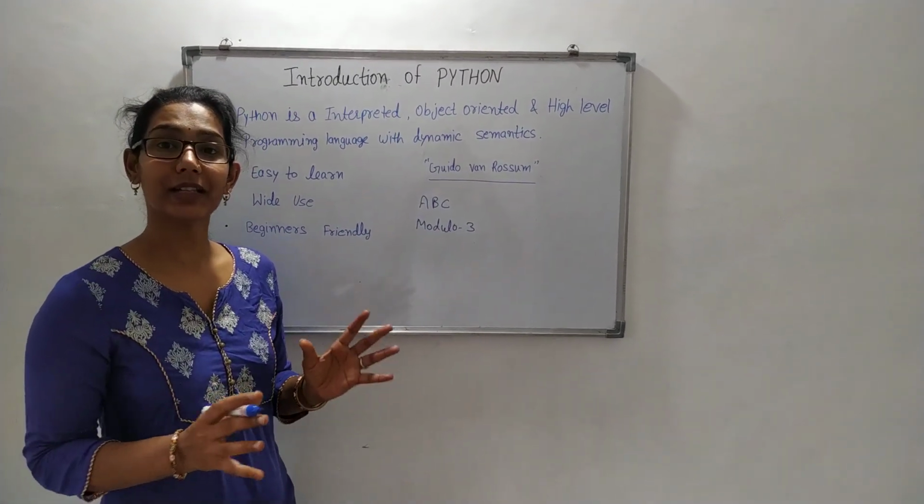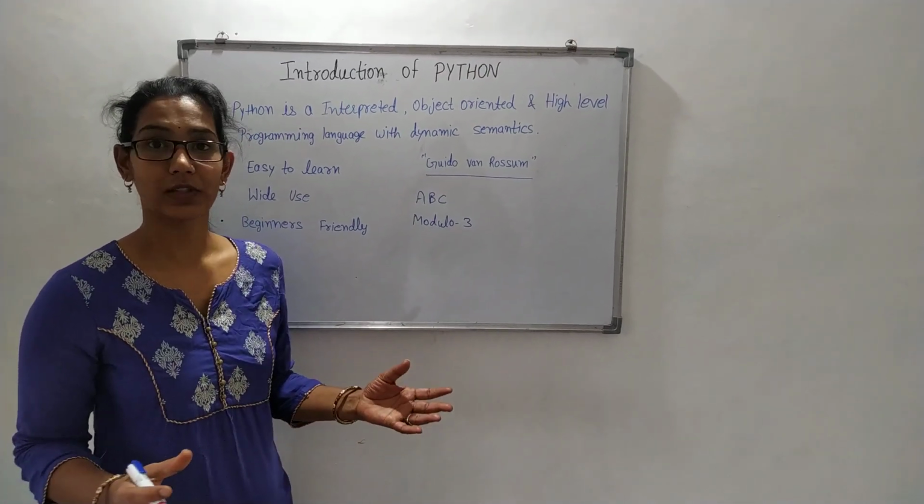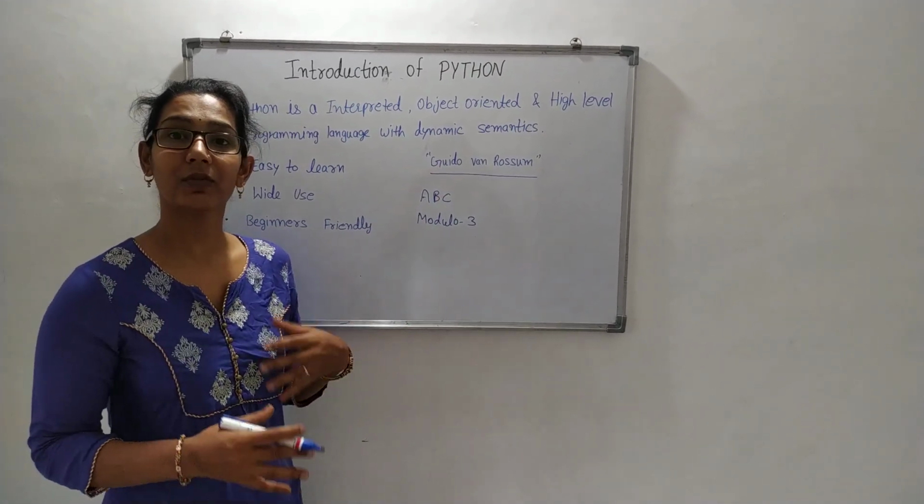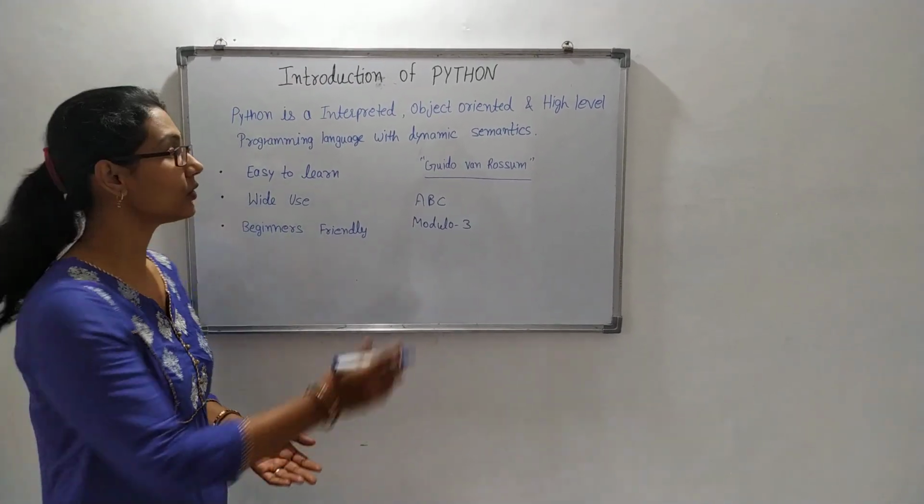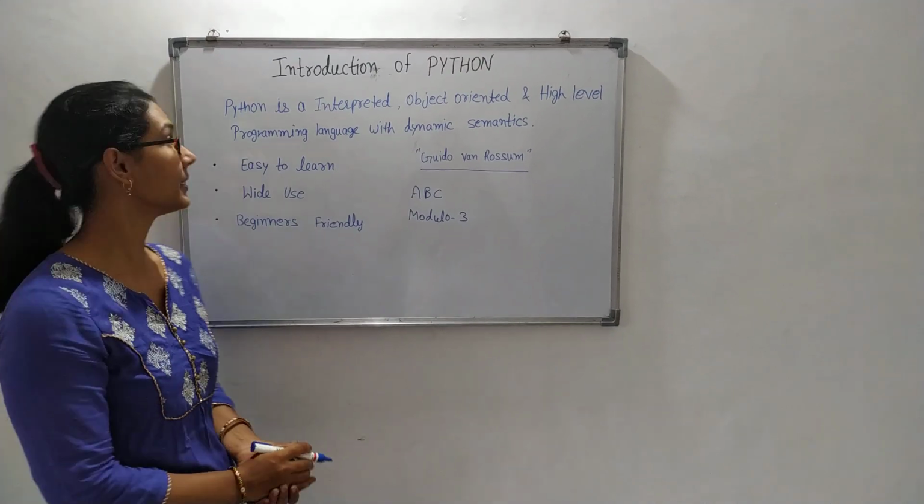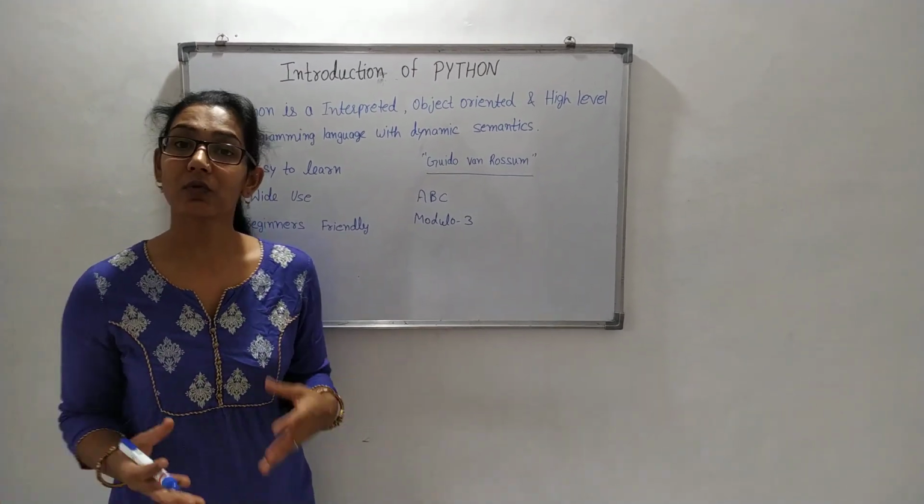Dynamic semantics means it follows dynamic rules, not static rules. For example, in this we have no need to define the data type. So this is the dynamic semantics. Now, we know that Python is very popular. So what are the reasons?